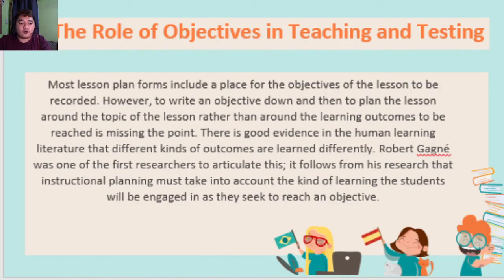Most lesson plan forms include a place for the objectives of the lesson to be recorded. However, to write an objective down and then plan the lesson around the topic of the lesson rather than around the learning outcomes to be reached is missing the point. There is good evidence in the human learning literature that different kinds of outcomes are learned differently. Robert Gagne was one of the first researchers to articulate this. It follows from his research that instructional planning must take into account the kind of learning the students will be engaged in as they seek to reach an objective.